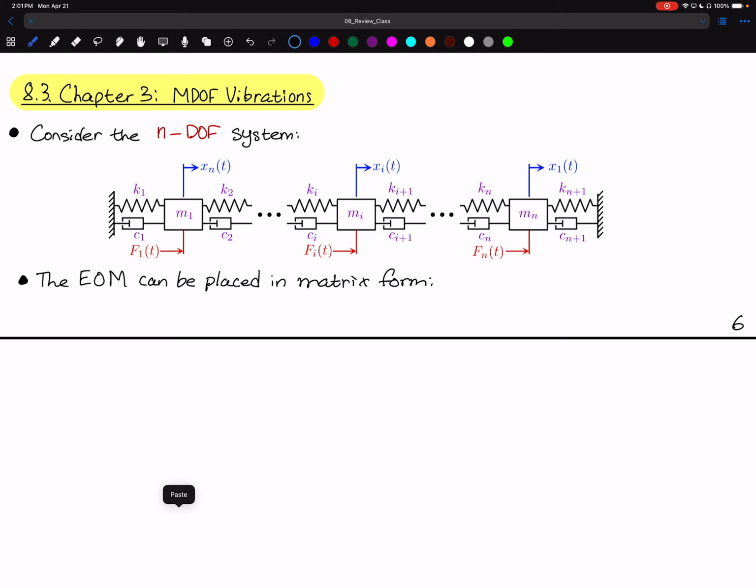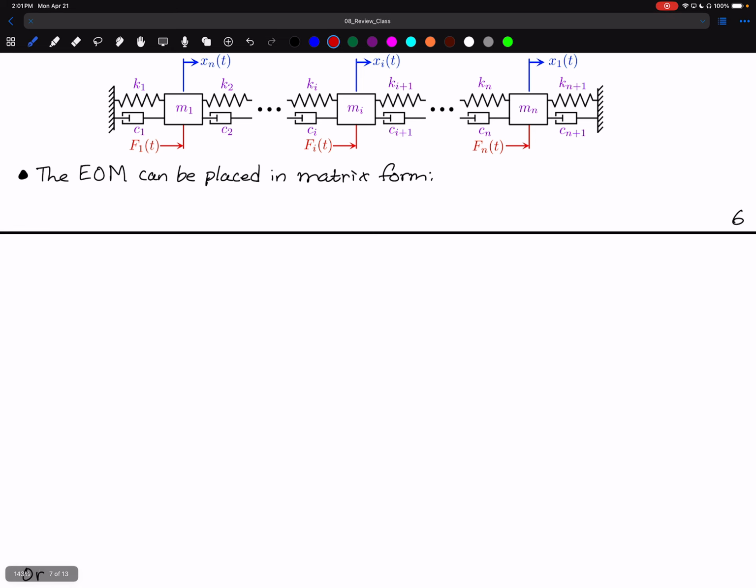And MDOF vibrations, specifically of classically damped systems. We considered some NDOF system as shown here, and then we showed that we could replace this system into matrix form, where for our mass matrix we'll have M1, 0, dot, dot, dot.